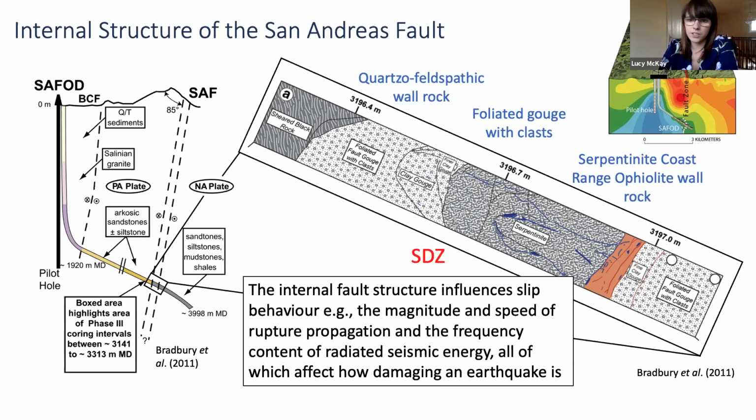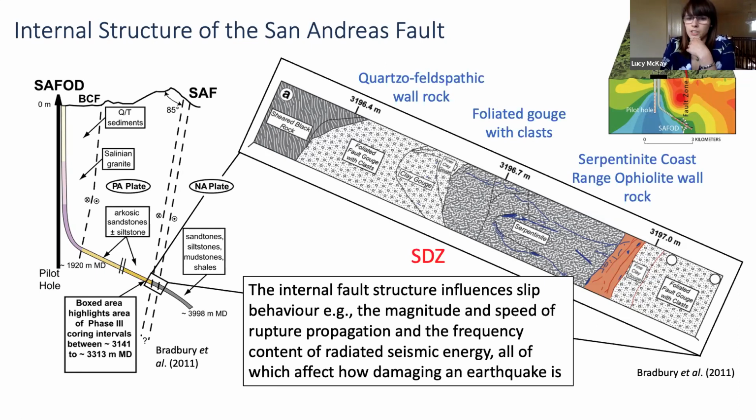So for example, this slide shows the San Andreas Fault Observatory at Depth borehole that drilled through the San Andreas Fault, and drilling revealed that the internal structure of the San Andreas Fault consists of wall rock of contrasting lithology. So on one side you've got quartzo-feldspathic wall rocks, and on the other side you've got serpentinitic wall rocks. And then in the middle you've got this gouge with clasts.